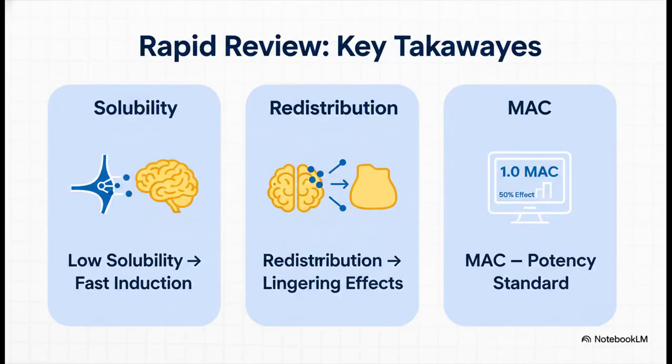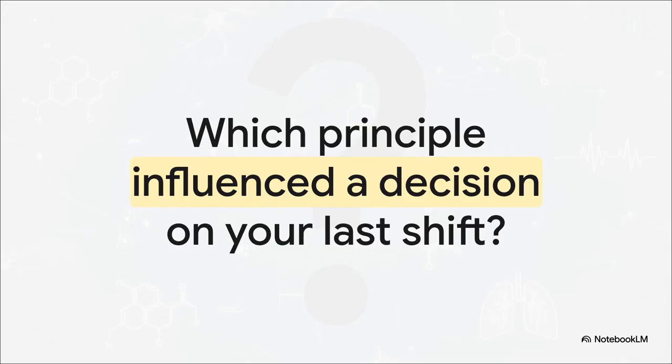So, to wrap up this rapid review, what have we hit? We've reinforced that low blood solubility means a fast induction. We've seen how redistribution into fat is the reason those lipophilic drugs like fentanyl can have such lingering effects. And we've confirmed that MAC is our go-to standard for potency, but it's a dynamic value that we have to adjust for every single patient. And that brings us to the end.